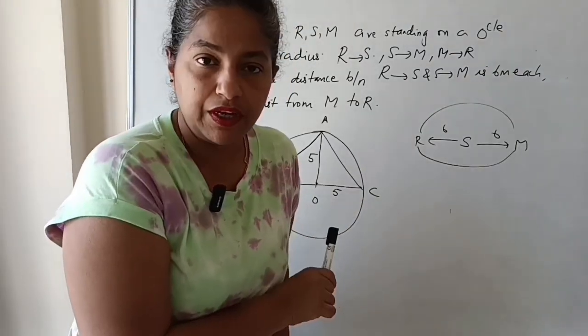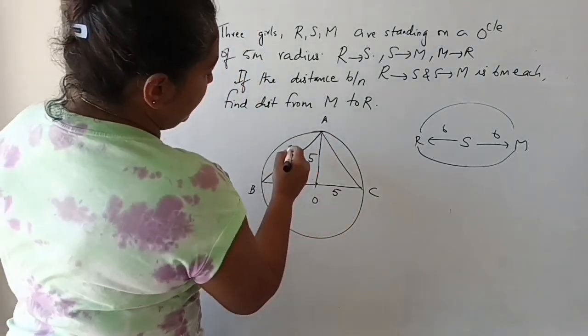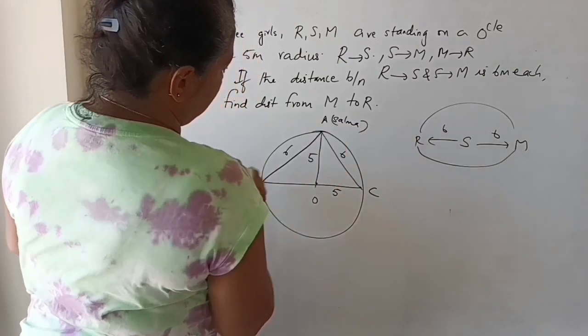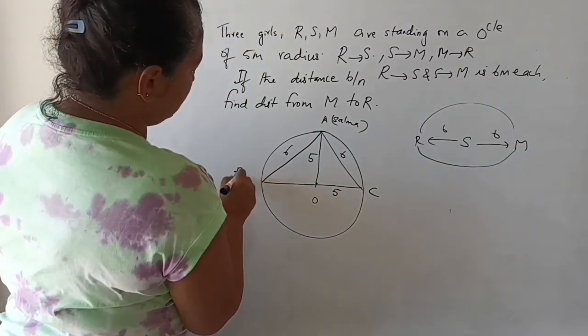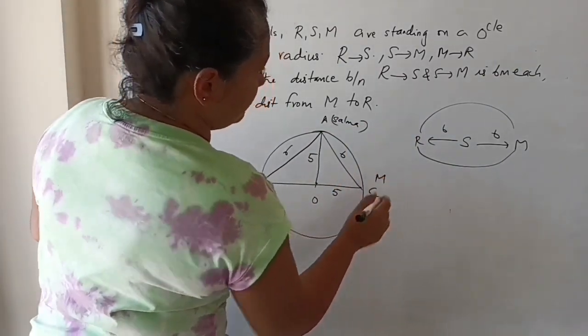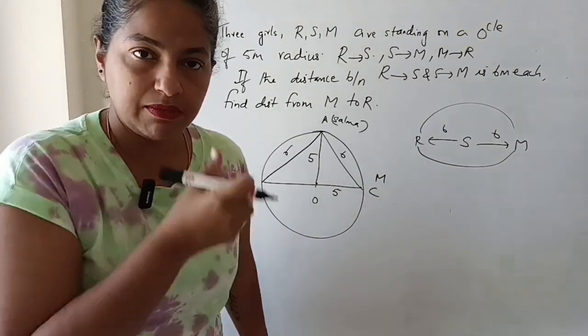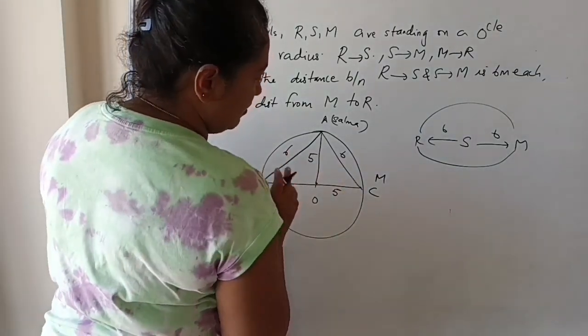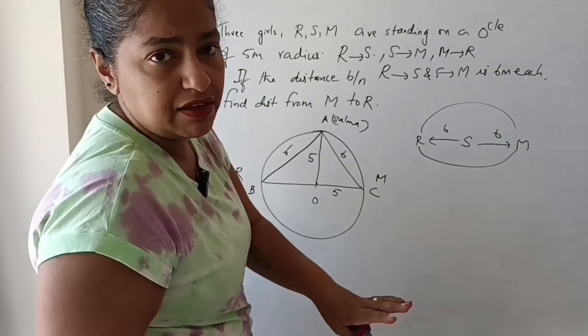Now, have a look at this particular diagram. AB and AC. This is Salma. This is M. Okay, Reshma, Salma and Mandeep. Now, I am going to place them in such a way that BC is my diameter. I am going to place them in a very ideal way.